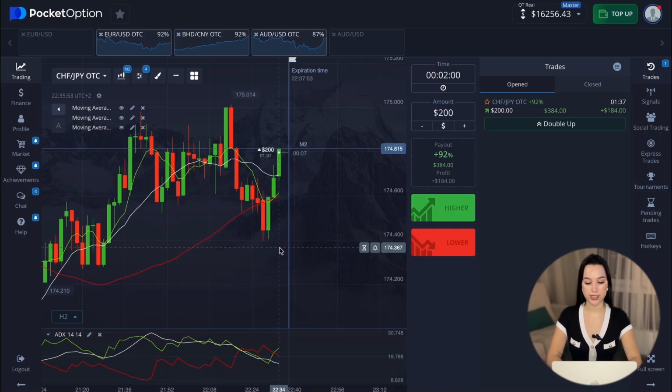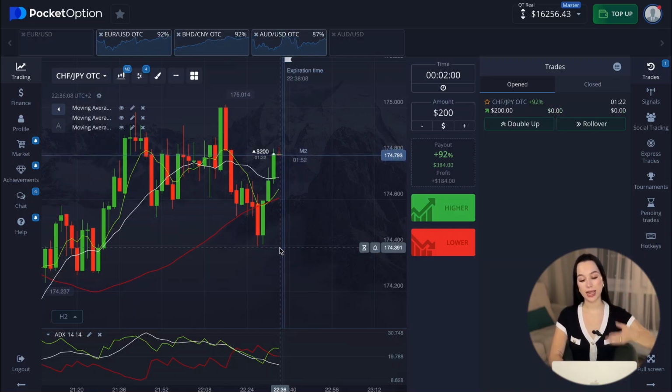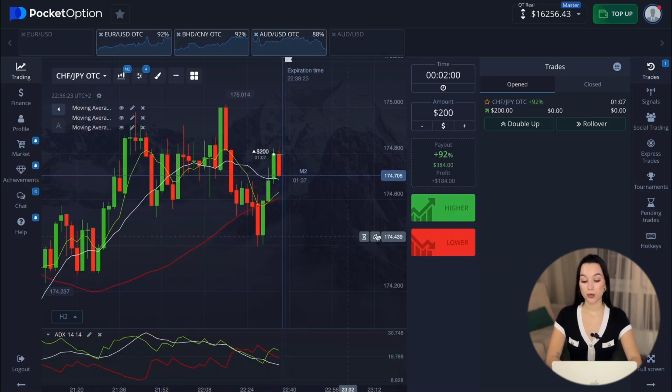Actually the situation is the same, although the moving average indicator is not showing us a really big upward movement. The two lines of moving average, the white line and the green line, intersect each other as well and are going up in the same direction. So it could mean that our chart will go higher. And also the green line of ADX indicator is above the red line of ADX indicator, so it could mean that our chart will also grow.